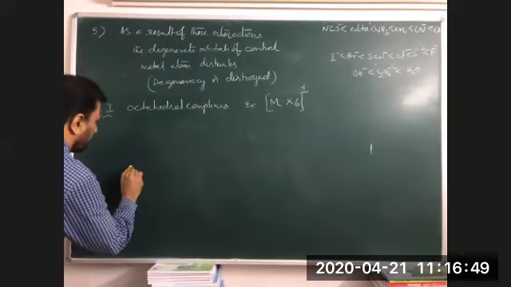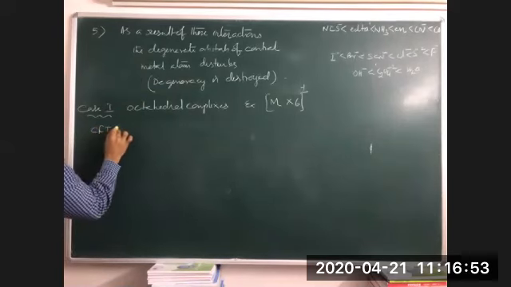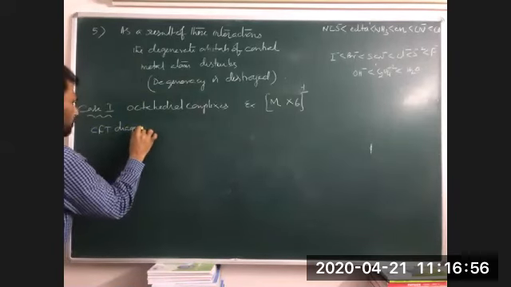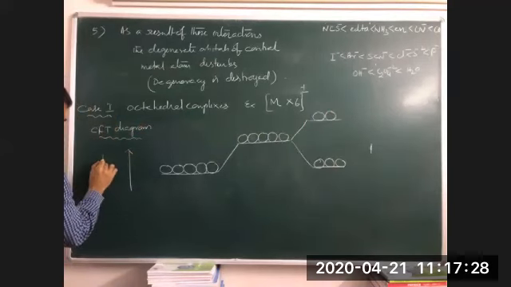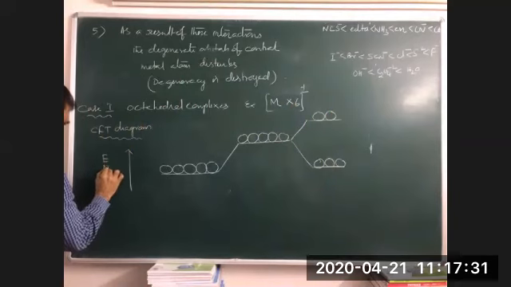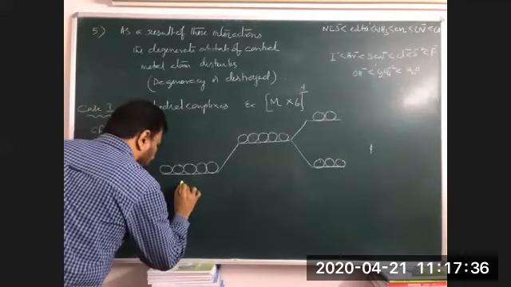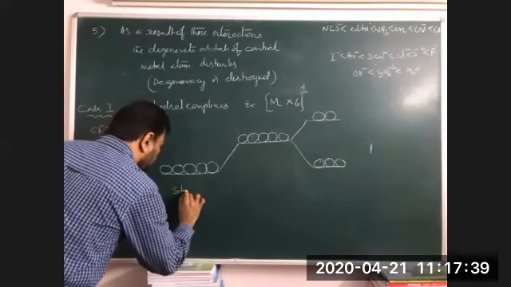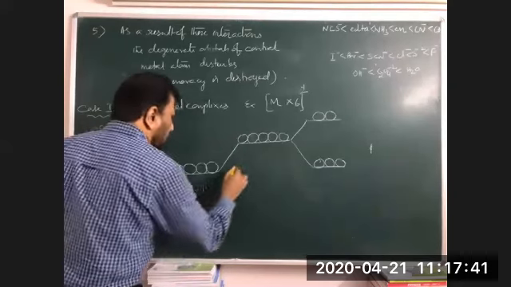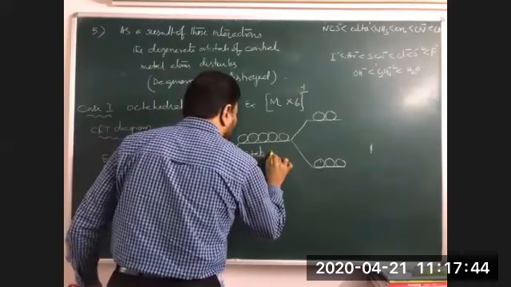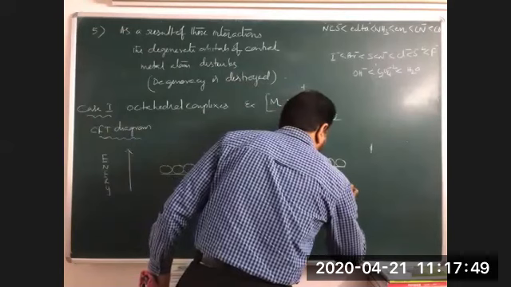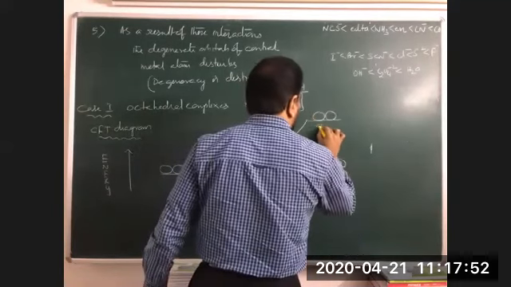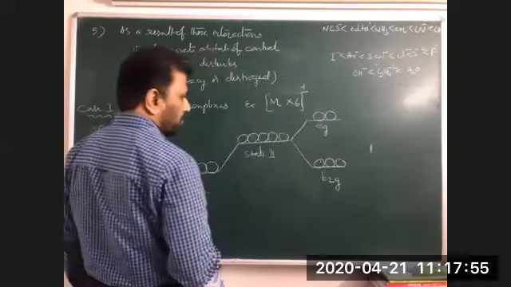The diagram will be like this. This is the CFT diagram, the crystal field diagram. This is energy. This is state 1. This is state 2. These are called T2G. These are called EG orbitals.